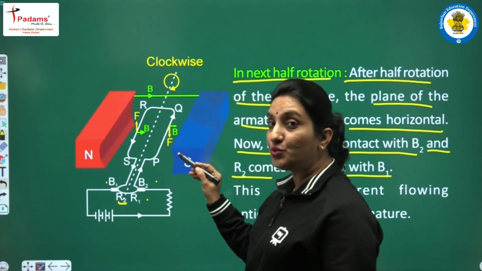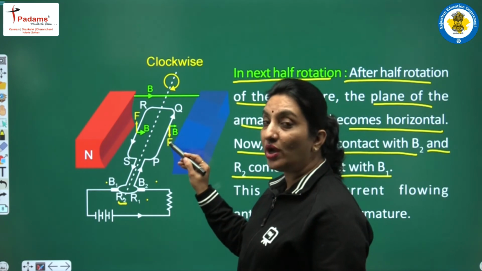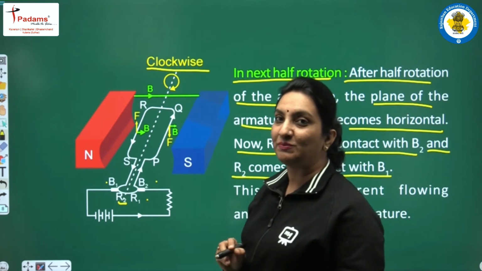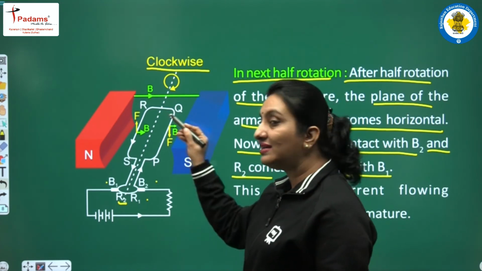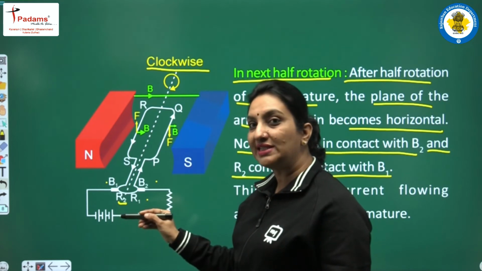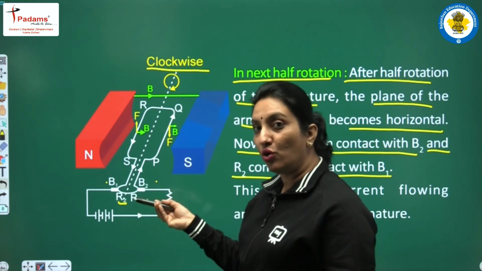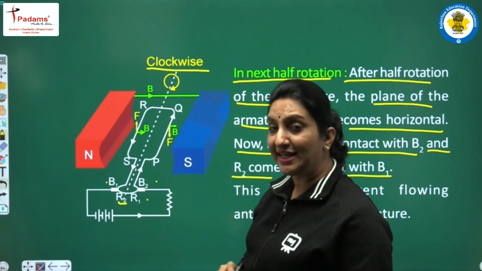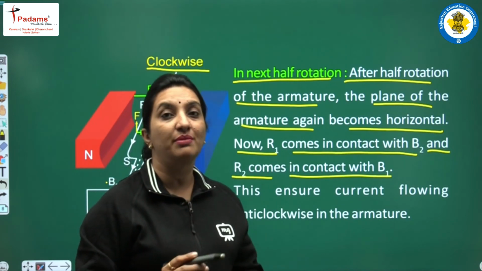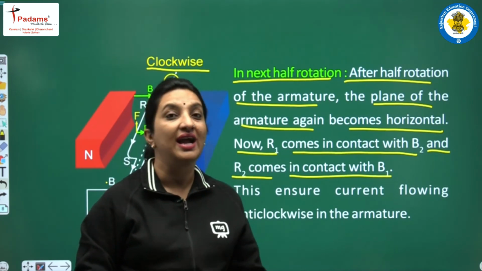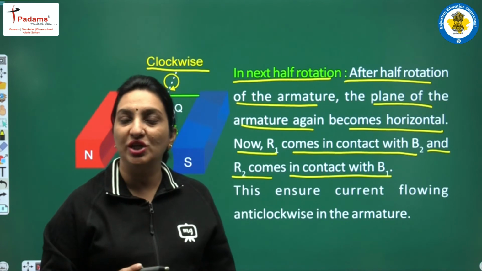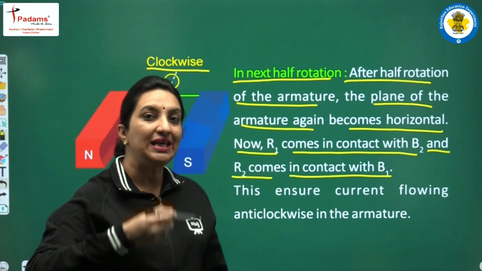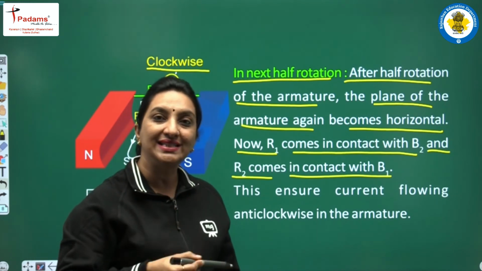So now what will happen, students? Again this armature coil will continue to rotate in clockwise direction. So what we see is that the current flows in anti-clockwise direction so as to produce a force such that the armature coil moves in a clockwise direction. So in the first half also the armature coil moved in the clockwise direction, and in the second half also the armature coil is moving in the clockwise direction. So the armature coil keeps on rotating in clockwise direction.